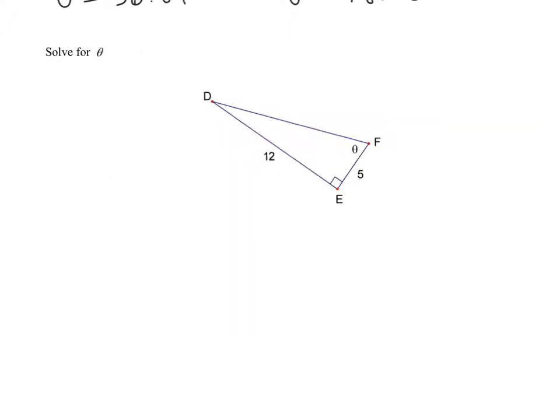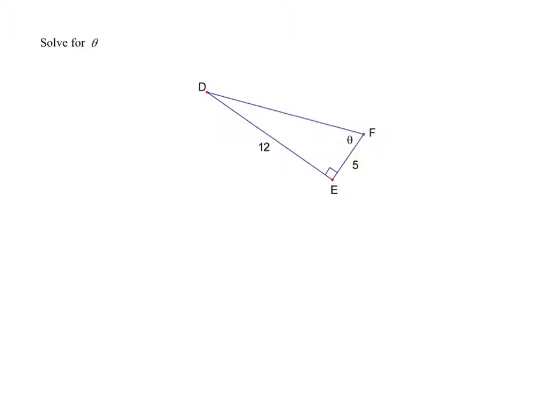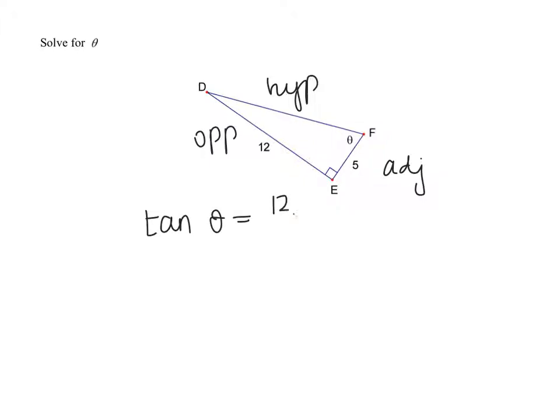So in our triangle DEF, we want to solve for theta. So let's go ahead and label what sides we're given. 12 is the opposite side, so DE. EF is the adjacent side, and then DF is our hypotenuse. So we're given the opposite and adjacent to theta, so that is going to be the trig ratio of tangent. So tangent of theta equals 12/5.